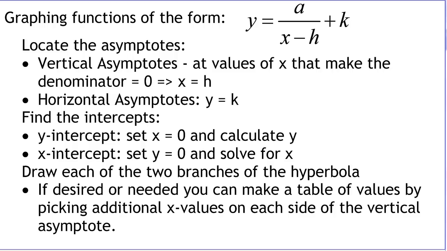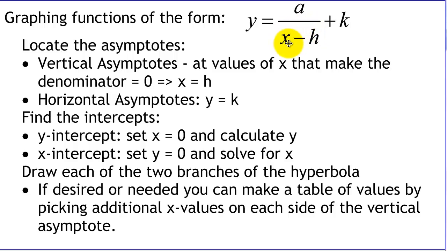I've outlined some notes here on how we're going to go about graphing these. The first thing we are going to do when we graph a function that's in this form is to draw the asymptotes, both the vertical asymptote and the horizontal asymptote. And we'll be drawing those asymptotes as dashed lines. So we'll have a vertical line at x equals h. As we go through these functions, vertical asymptotes occur at places that make a denominator 0. They cause you to divide by 0.